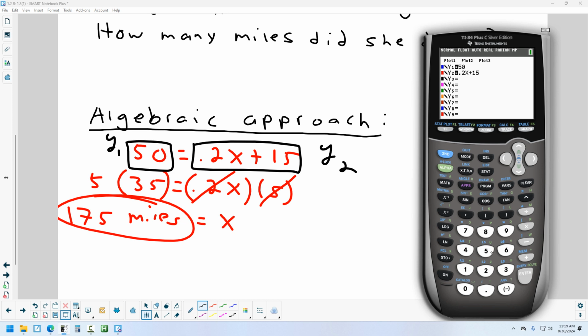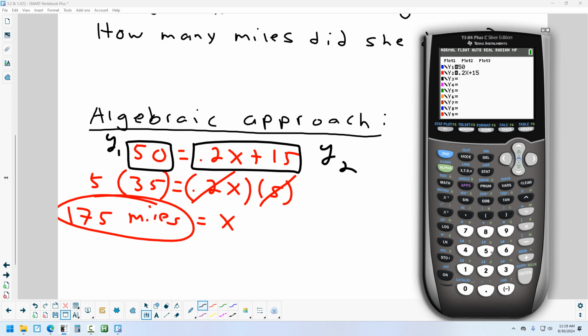And these are both lines. The one on the right is y equals mx plus b. It's got a y-intercept at 15 and a slope of 0.2. What kind of line is that on the left? Y equals 50. It's just a horizontal line. Just a horizontal line at what number?